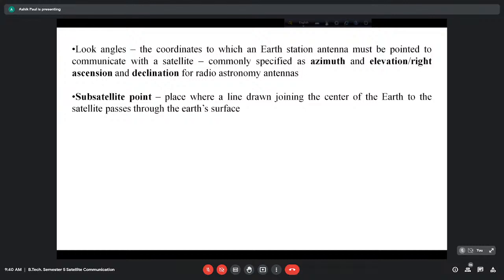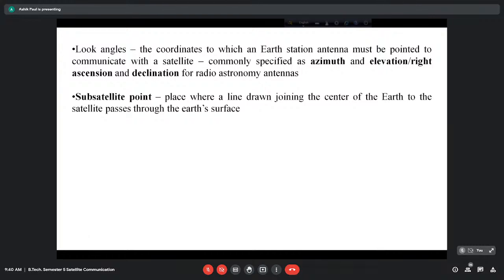We had already defined the right ascension and declination. For radio astronomy signals, or for signals where they are trying to receive signals from radio stars, they use that kind of convention. But it's more or less the same. Then, in case of satellite communication, of course, we use the elevation and the azimuth.